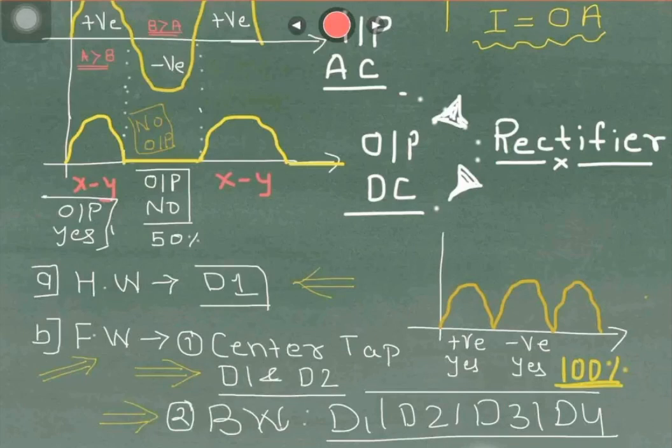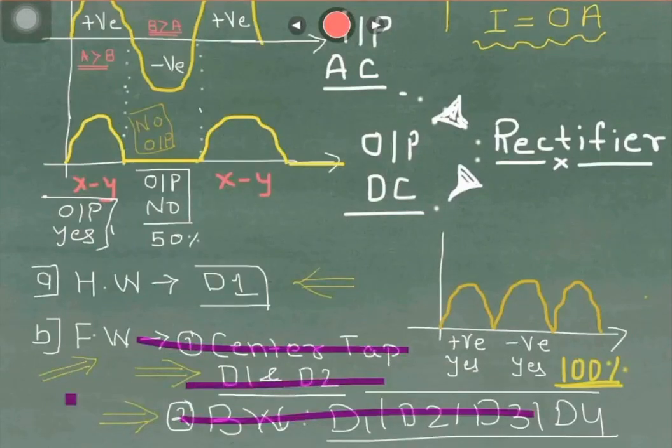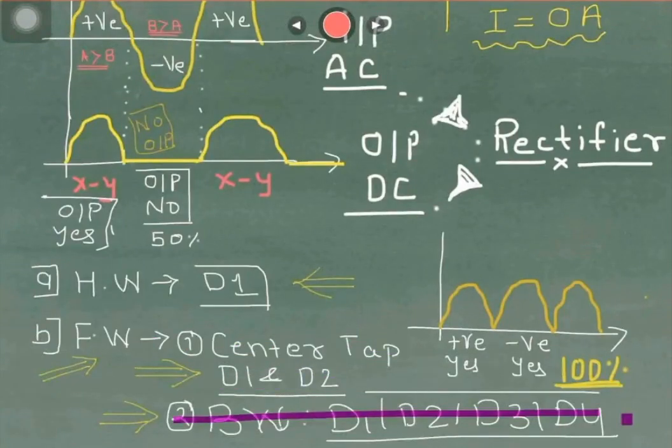Now, in order to solve this problem, we had gone through two different solutions. So we are going to obtain a full wave rectifier. Here you can see that full wave rectifier has two types. One is center tap full wave rectifier, which consists of two diodes, diode D1 and diode D2. And the second is bridge wave rectifier, which consists of four diodes, diode D1, D2, D3 and D4. So let us quickly see one by one how they function. I will just quickly explain you how this center tap rectifier and these things are functioning.